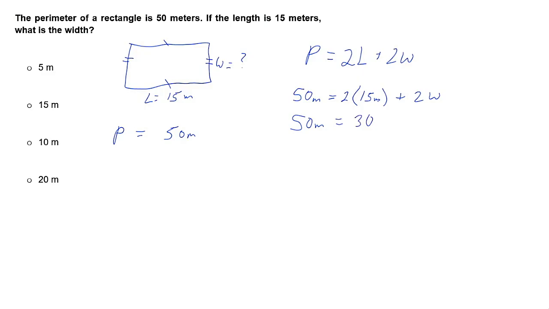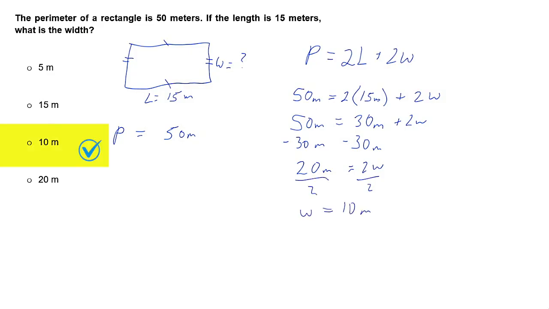That's 2 times 15 is 30 meters plus 2 times the width. We'll subtract 30 meters from both sides. That leaves us with 20 meters. It's 2 times the width. So now if we divide both sides by 2, we get our width is equal to 10 meters. So that's our answer. The width is 10 meters.